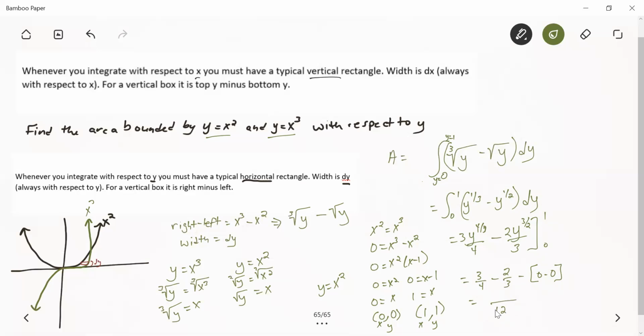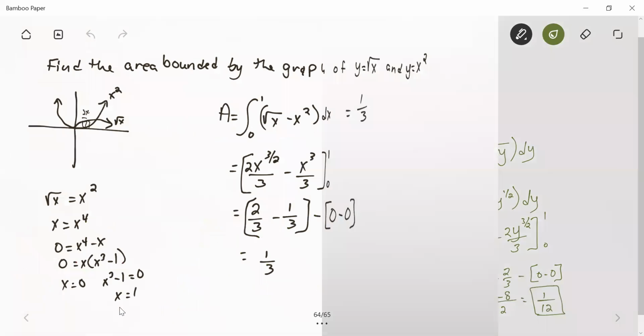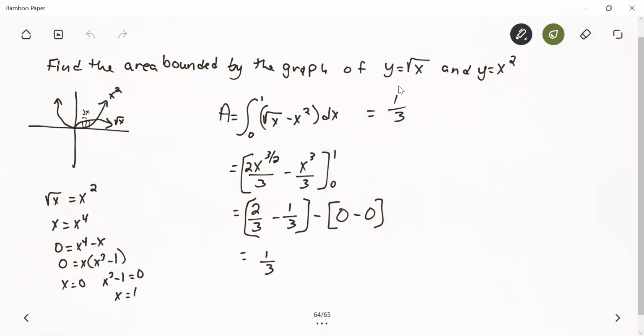Finding a common denominator is 12. So to get 12 for 4, I have to multiply by 3. 3 times 3 is 9. And then 3 times what gives me 12? What's 4? 4 times 2 is 8. So this answer is 1/12. Okay? And I want you to notice that the last time we did this problem, y is equal to x squared, y is equal to x cubed, and we were finding that area, it was 1/12 when I was doing this with respect to x, okay?